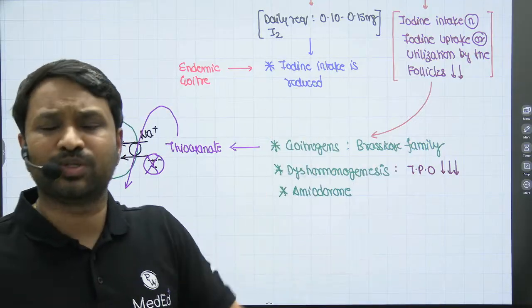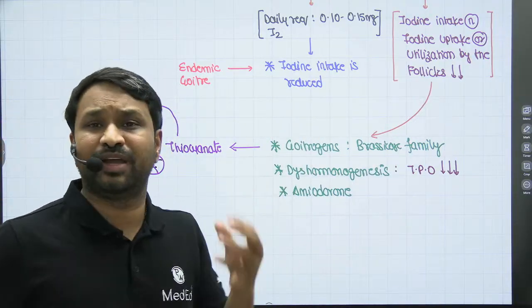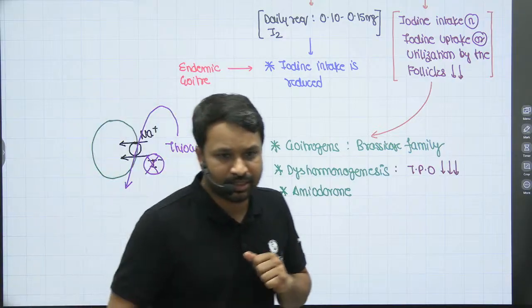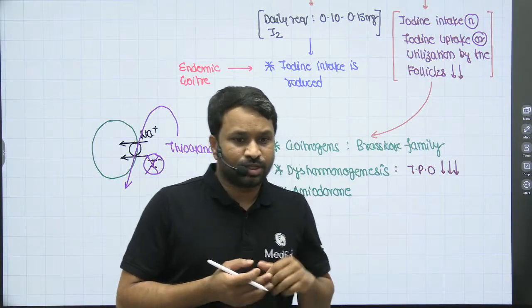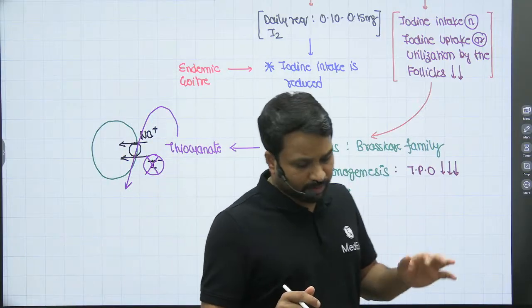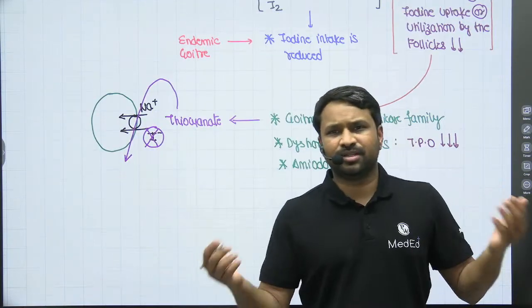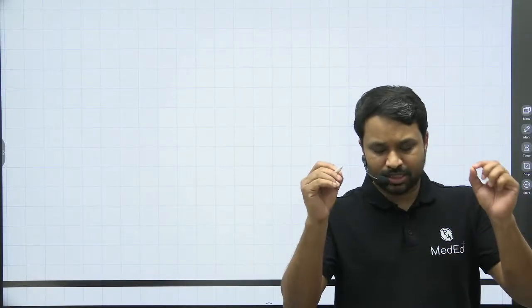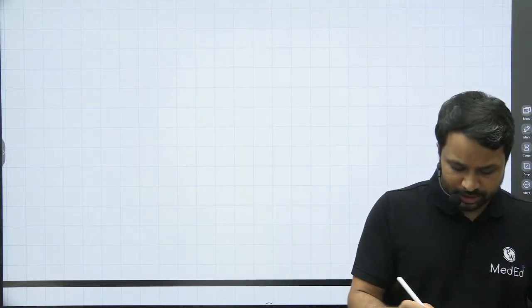Hilly areas downstream of the water, iodine gets washed away. Whatever grows in those areas is going to be iodine deficient, right? So this is what is going to cause your endemic goiter state. So let's understand why or how the goiter or the gland is going to enlarge. Now this is the most important point to be remembered.